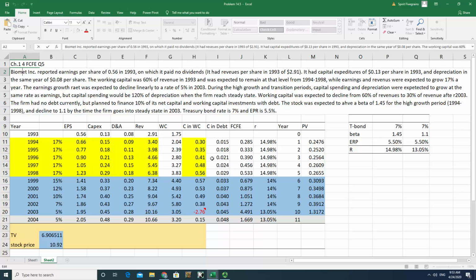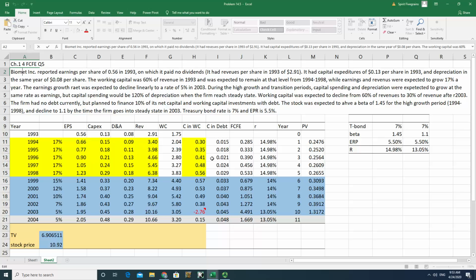The firm had no debt currently, but plans to finance 10% of its net capital and working capital reinvestment with debt. The stock was expected to have a beta of 1.45 for the high growth period between 1994 and 1998, and it declined to 1.1 by the time the firm goes into steady state in the year 2003. Treasury bond rate is 7%, ERP is 5.5%. So we need to estimate the stock price. In this case, there are 3 questions, A, B, C, and let's solve for A.